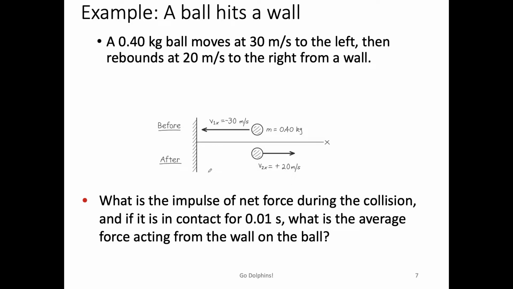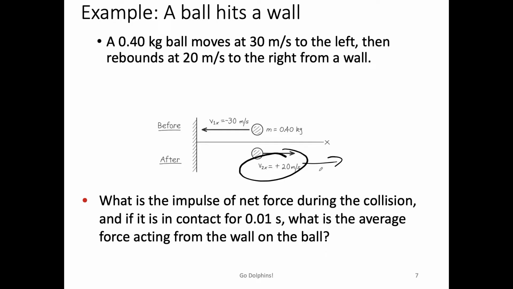To understand impulse momentum theory, we have a 0.4 kilogram ball with an initial velocity of 30 meters per second moving to the left, bouncing into a wall, and rebounding. The final velocity is 20 meters per second, pointing to the right, the positive x direction. We want to find out the impulse.